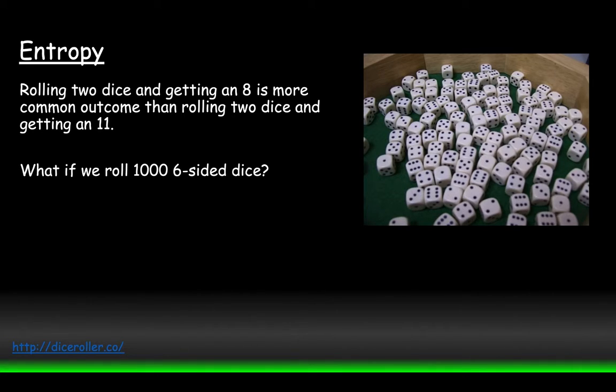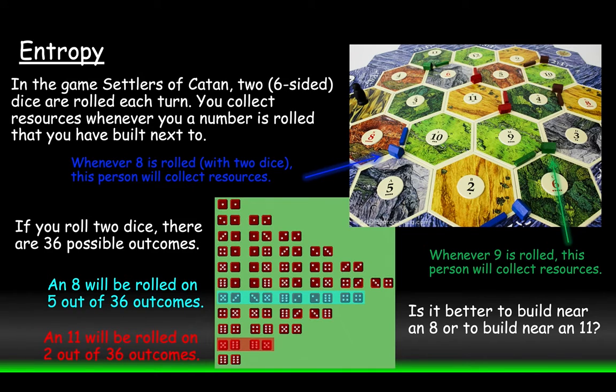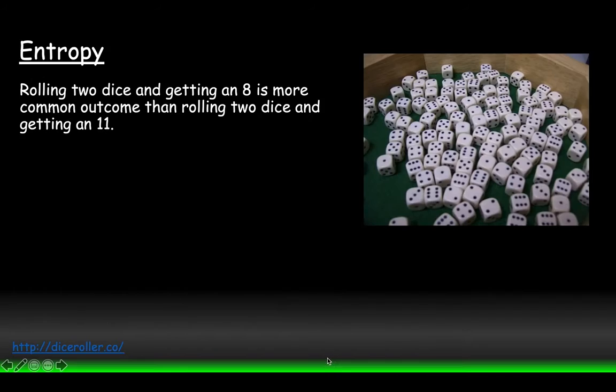Now, what if instead of two dice, we roll a lot more dice? What if we roll 1,000 six-sided dice? There are a lot more possible different numbers that might come up. There are a lot more different outcomes that could also come up. So with two dice, there are 36 possible outcomes and 11 different numbers that might get rolled.